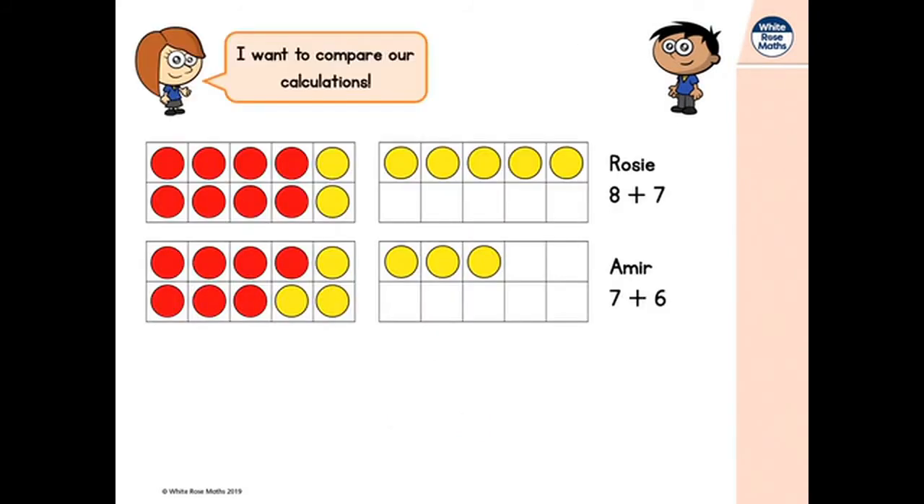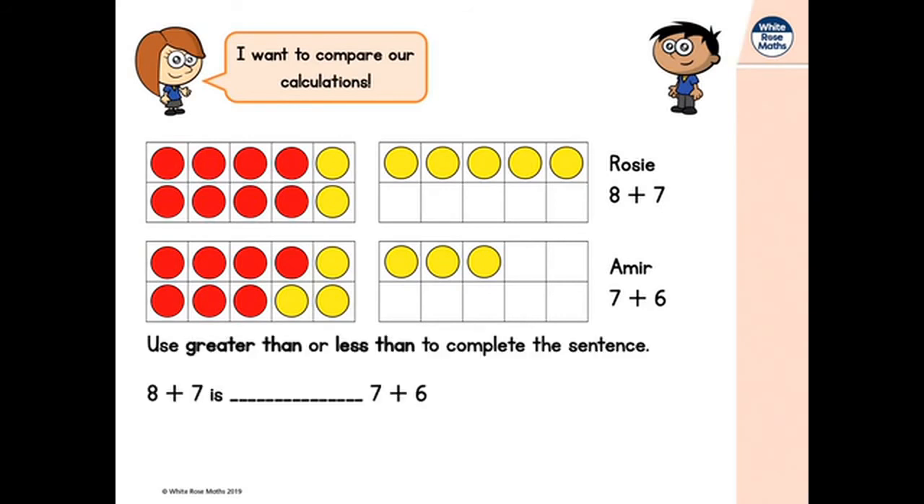Rosie says, I want to compare our calculations. But what does she mean by compare? I think she wants to see who has more counters. Well, actually, she also may want to find out who has fewer. We know that Rosie built 8 red counters and 7 yellow counters. We also know that Amir built 7 red counters and 6 yellow counters.